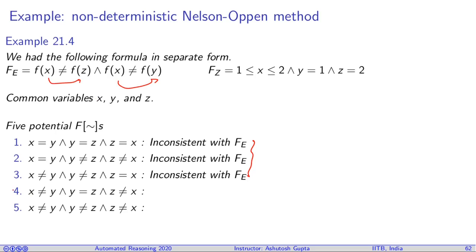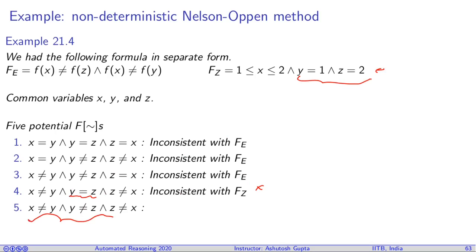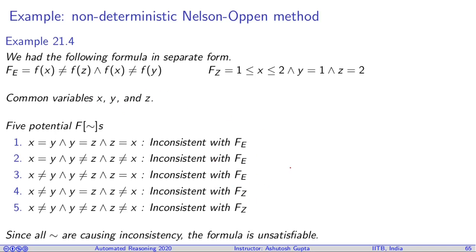Let's look at the last two possible choices. In this case, I am saying x is not equal to y, z is not equal to x, and y is equal to z. Since you said y equals z here, and y is not equal to z in the other part, this is inconsistent with this theory. Now I'm saying all three of them are disequal. So x, y, and z are all disequal. Then x cannot be equal to 1, and x cannot be equal to 2, and x can only be between 1 and 2. Therefore this is unsatisfiable. So no matter how you guess the equivalence between these three variables, it becomes unsatisfiable. Therefore the whole formula is unsatisfiable.